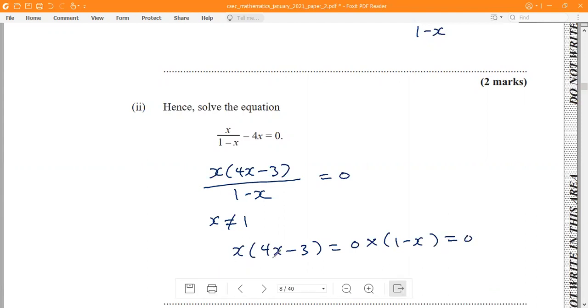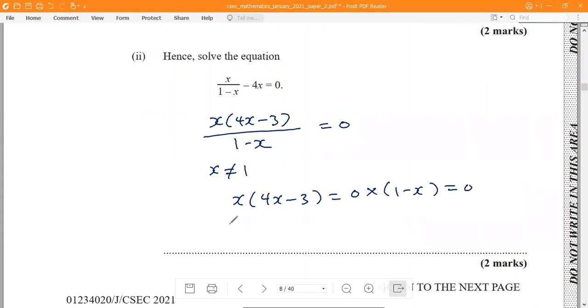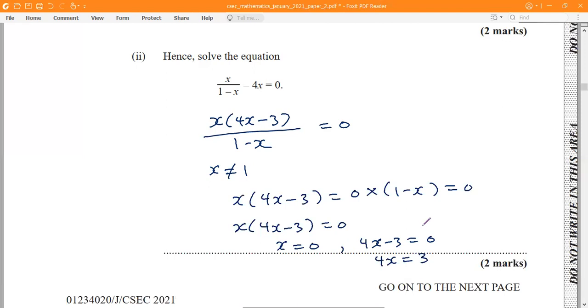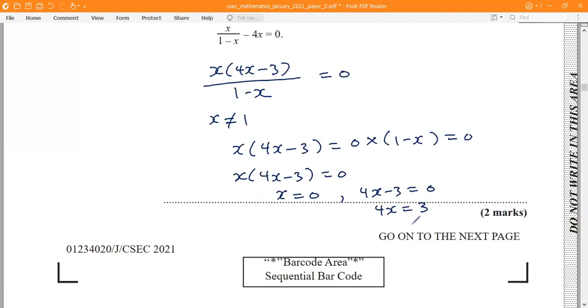All right, so now we have x multiplied by 4x minus 3 is equal to 0. So x can be equal to 0. This is one possibility. Or we could have 4x minus 3 being equal to 0. In that case, we solve the equation, and we have 4x is equal to 3 because we add 3 to both sides. And then we divide both sides by 4. So we have x equal to 3 over 4. So the answers are x is equal to 0 and 3/4.